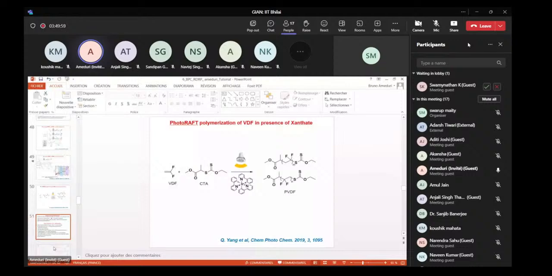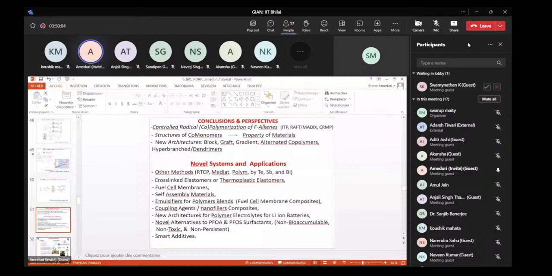So in conclusion, I hope that I convinced you that it's possible to do some controlled radical copolymerization of fluoroalkenes, especially by ITP, RAFT/MADIX, or cobalt radical mediated polymerization. I didn't insist on that, but of course the structure of a comonomer is very important for the property and the application of the material. So it's possible to design some nice architectures: block, graft, gradient, alternating copolymers, so hyperbranched, dendrimers also. I didn't speak about dendrimers, but there is some work, and we did some work in the lab also.